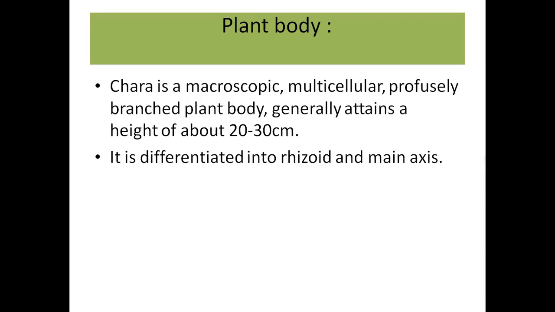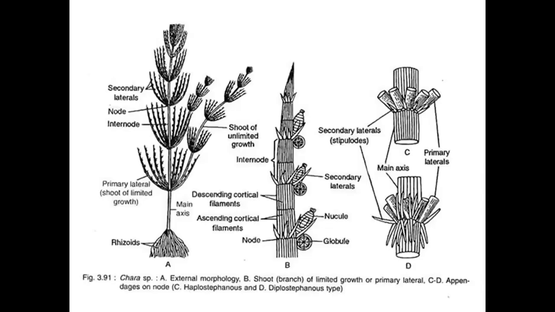You have already seen the picture of Chara, and from that picture itself, it is clear that it is a macroscopic alga. Macroscopic means we can see it with our naked eye. It is macroscopic, multicellular, with a profusely branched plant body. You can see different branches, and the height of the plant body is about 20 to 30 centimeters. Another point is that the main plant body is divided into two: rhizoids for anchorage, and the main axis. Just like the stem in plants, there is a main axis in Chara, and just like the root in plants, there are rhizoids in Chara.